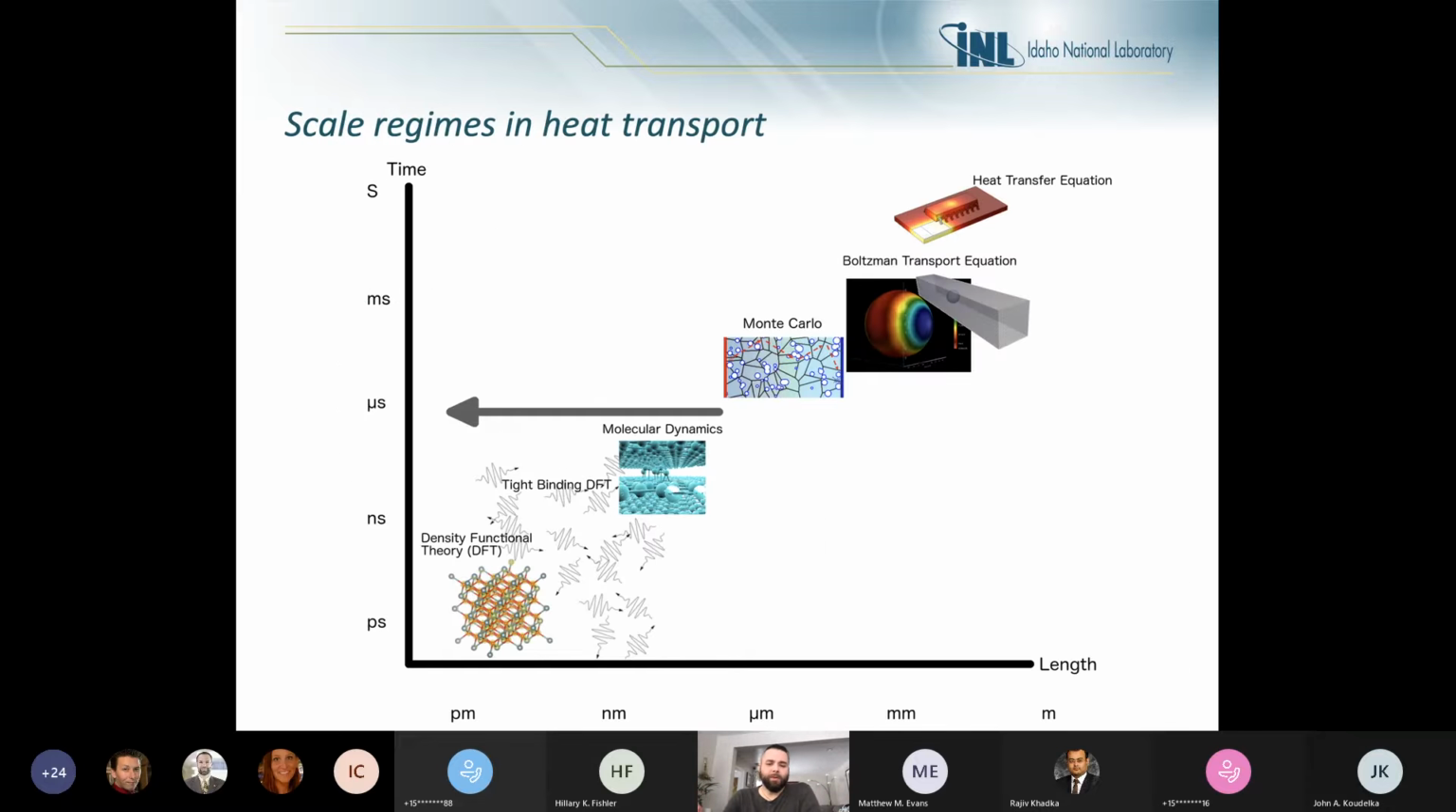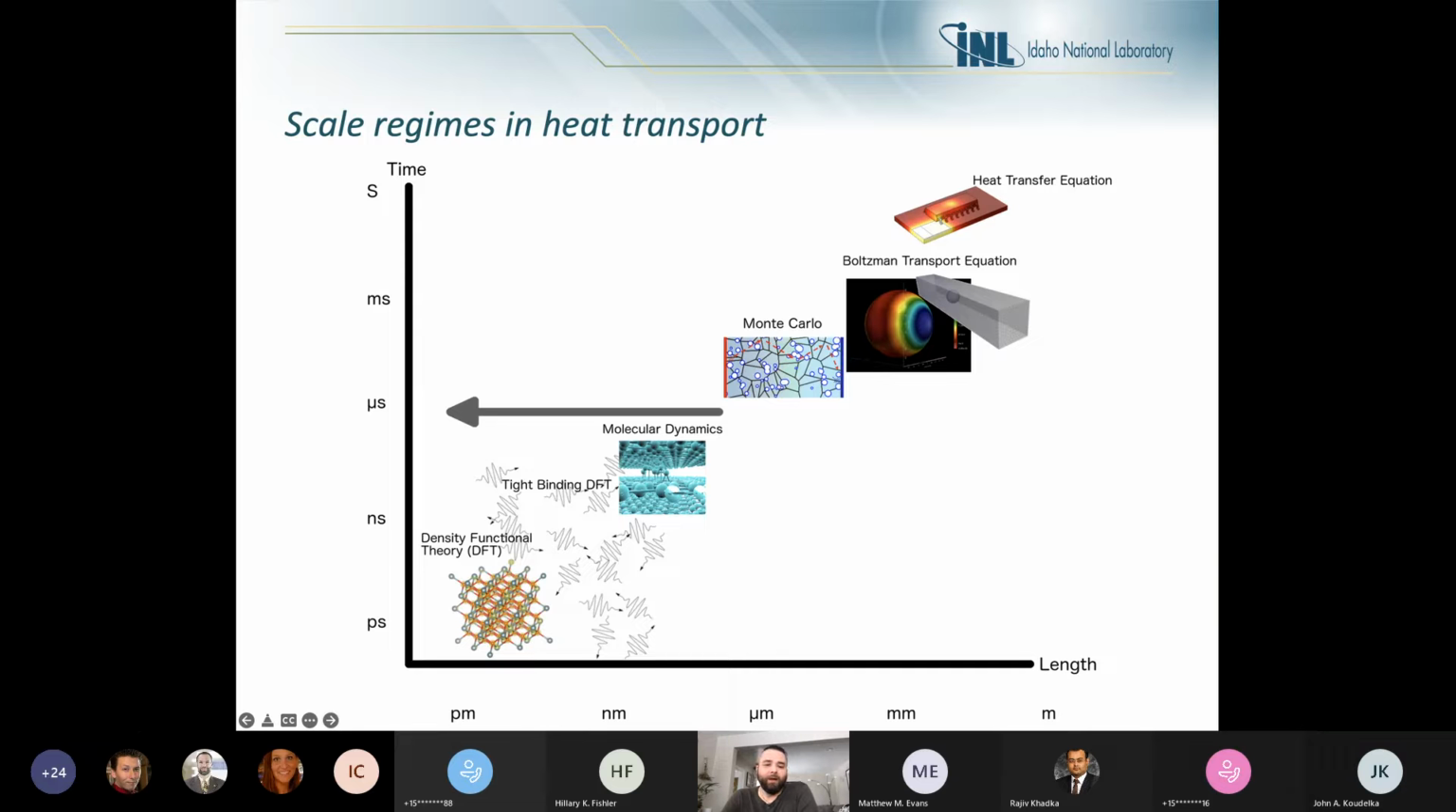I've talked about this a little bit before, but I want to show you visually what the scale regimes in heat transport are. If we think about things on the pico to nanometer scale, these are down to the atomic scale. There are a host of methods, algorithms and software that simulate these behaviors down to that low scale. As you rise up in length and time, we get to different equations and different methods of transport. We're going to focus today on what happens when you apply the Boltzmann transport equation to these materials.